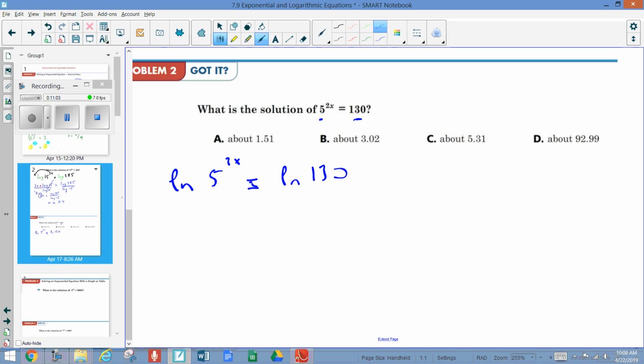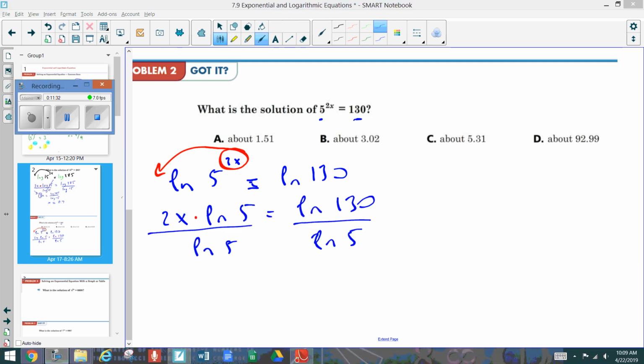I just want to show you, some of you put logarithm, some of you put ln, okay? It's going to be the same. Natural logarithm. So let's do that. What I'm going to do next with the exponents, it's not complicated, guys. ln 5.